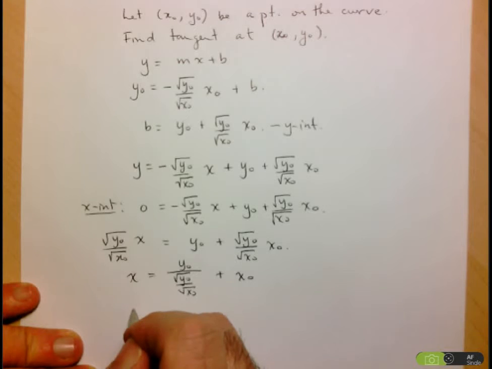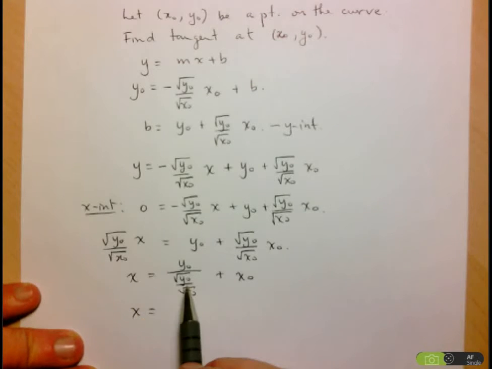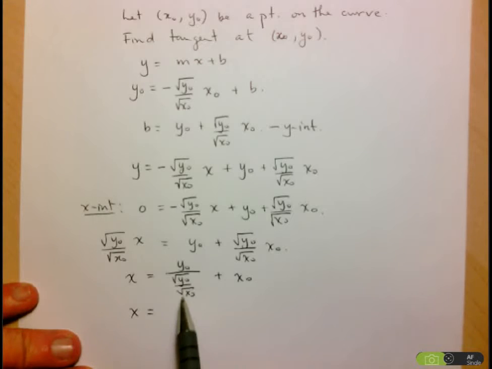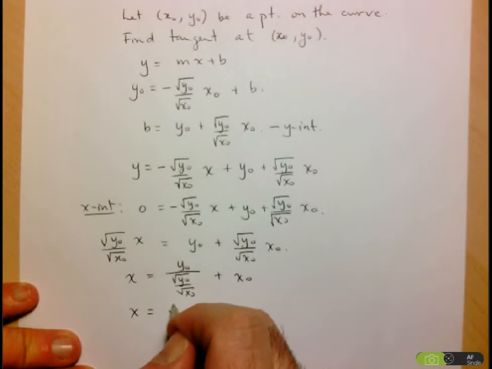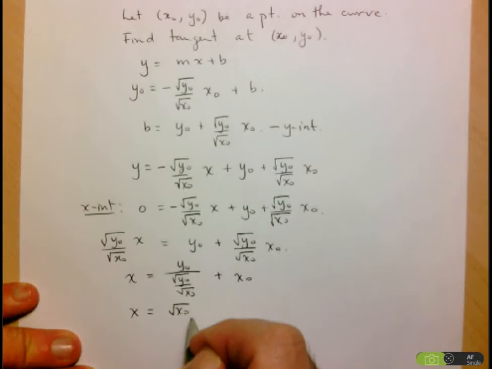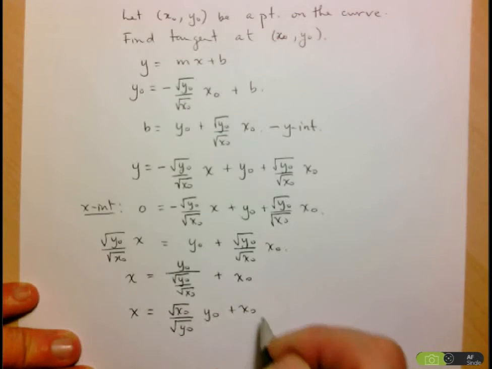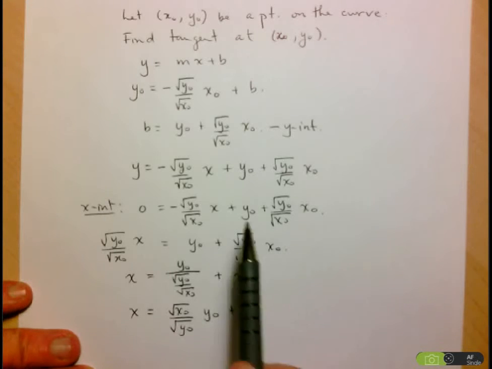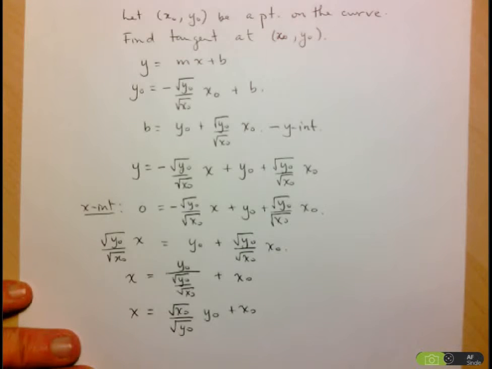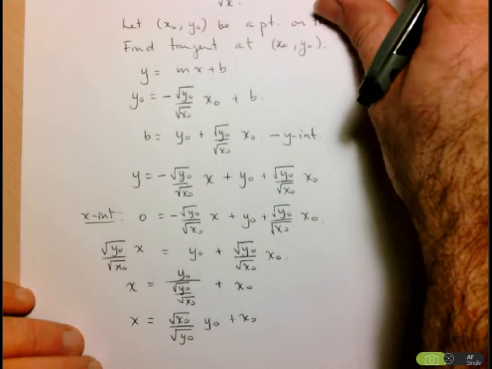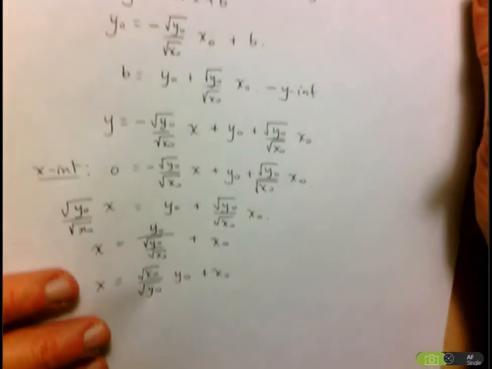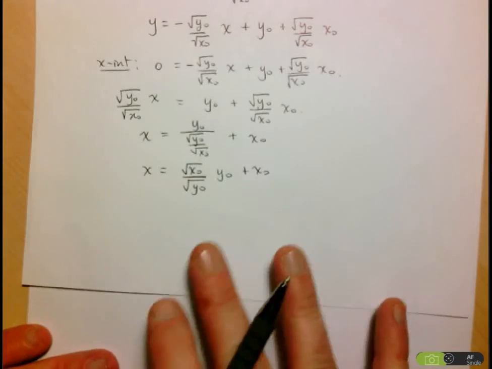Okay, so I'm just going to rewrite this. Since I'm dividing by a fraction, it's like multiplying by the reciprocal. This is just root x naught over root y naught times y naught plus x naught. Okay, so here we have our y-intercept, and here we have our x-intercept. So now we have to add these together, and we have to hope that when we simplify, it's equal to k. Okay, so let me give myself a bit more room here, the next sheet of paper.